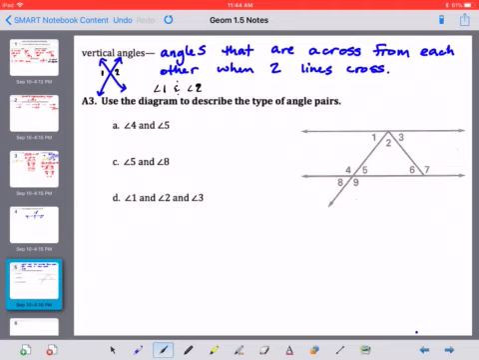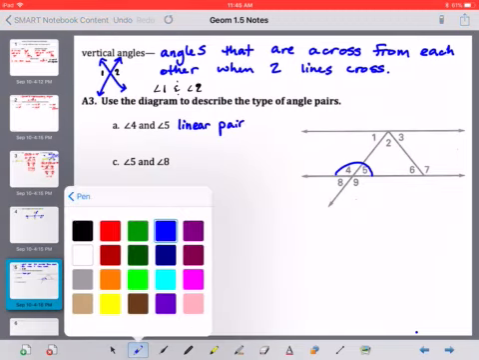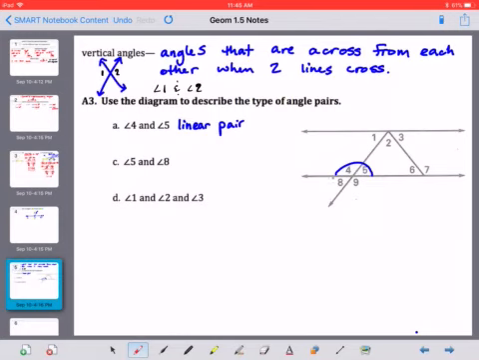All right, and we're going to use this diagram to describe the types of angle pairs. All right, so angle 4 and angle 5. These two here, notice that they make a straight line, they're next to each other, so they're adjacent supplementary angles, which is the definition of a linear pair. All right, next we have angle 5 and 8. So 5 and 8, those look like they're across from each other. That's what we just talked about. Those are vertical angles.